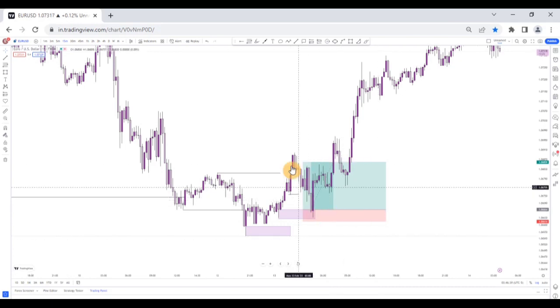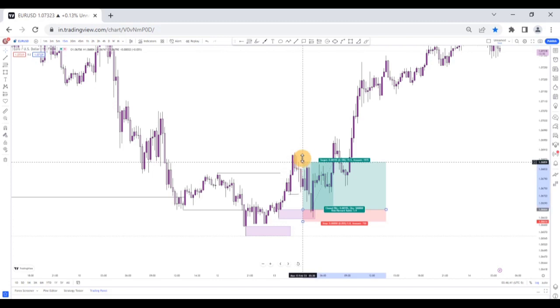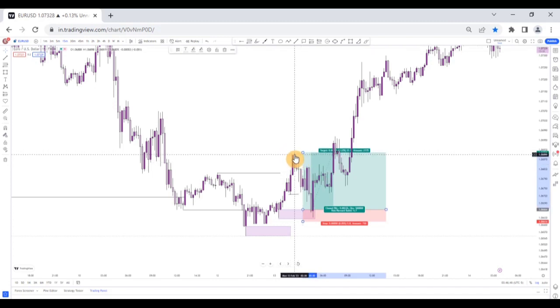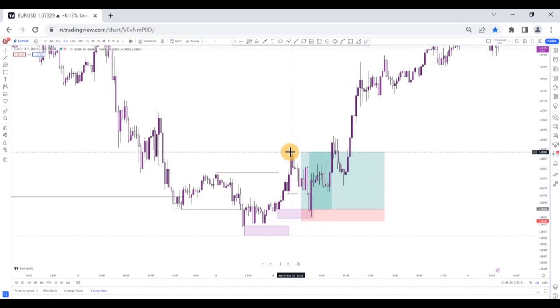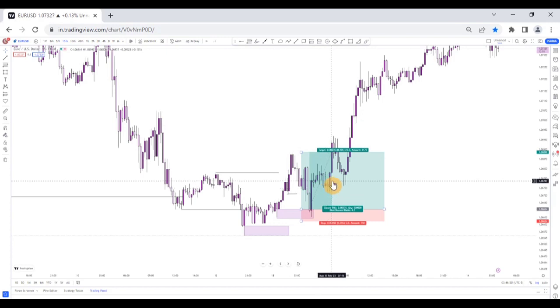So this guy was where I had my first target. I had my first target here where I took partials. I took like 20%, 30% of my trade and moved to break even here. And you can see how price gave us that second entry after taking out this high. We had this break of structure here. See price pull back to mitigate this guy.